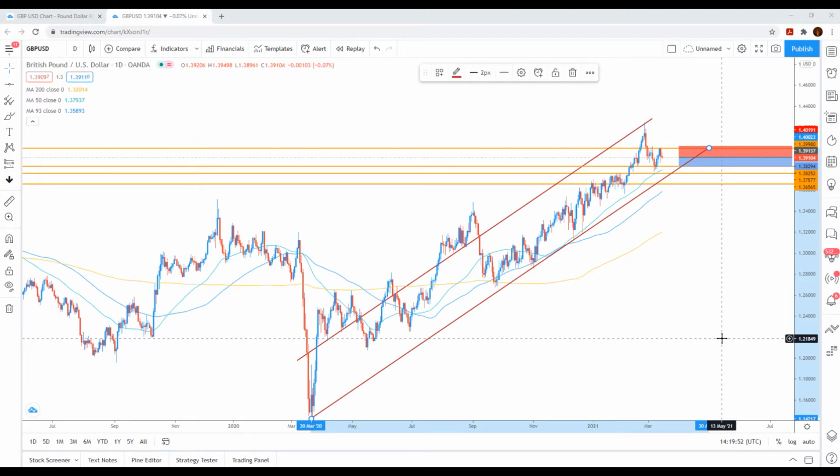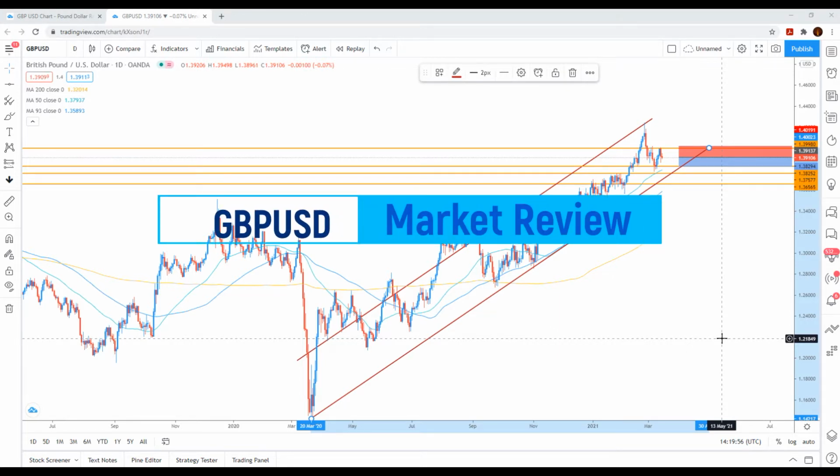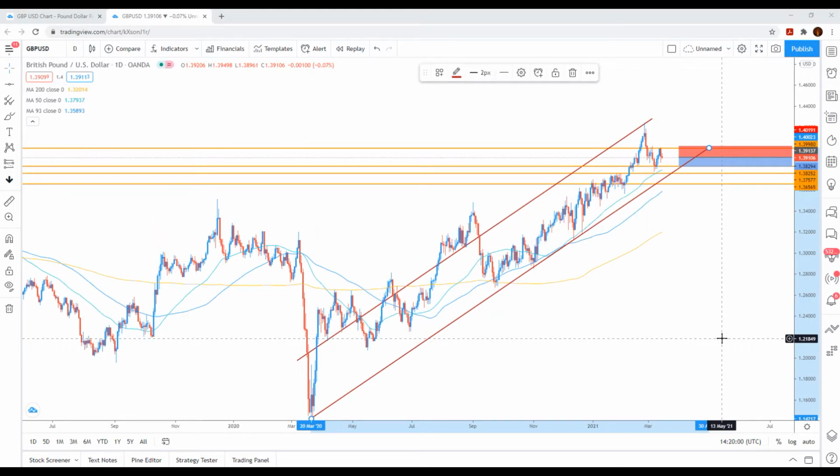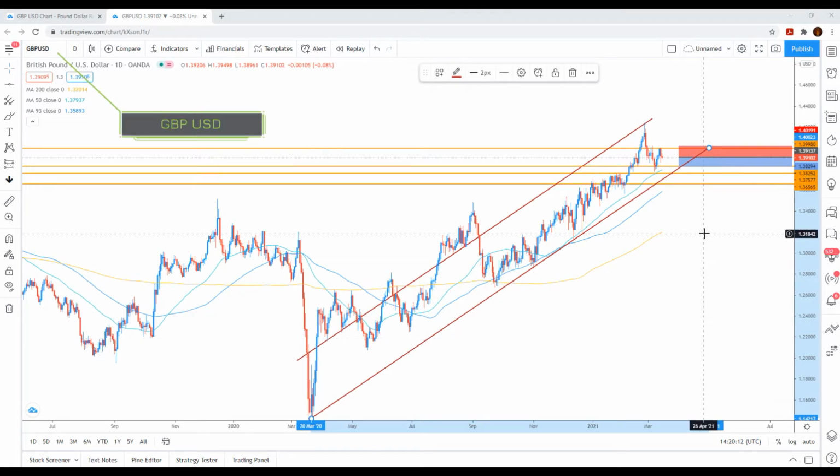This is Stamps FX, and today we're going to do a very quick recap of the market that we are expecting to take place over the next few days. Today is March the 15th, 2021, and it's about 9:25 or so a.m. Central Standard Time. So today we're looking at GBP USD.